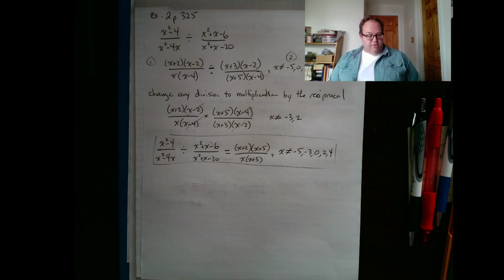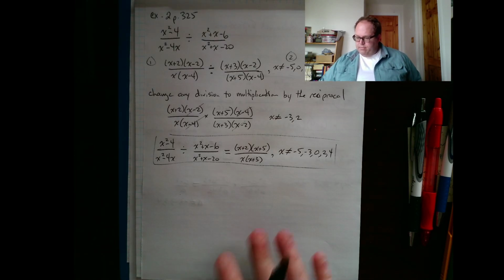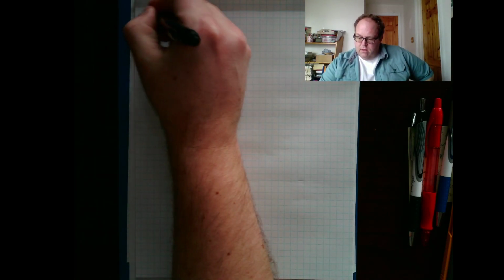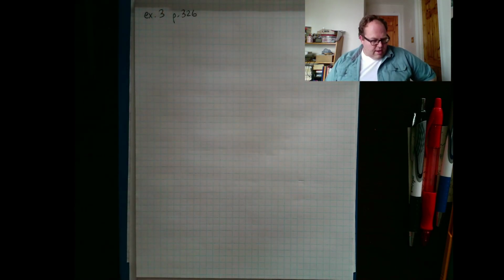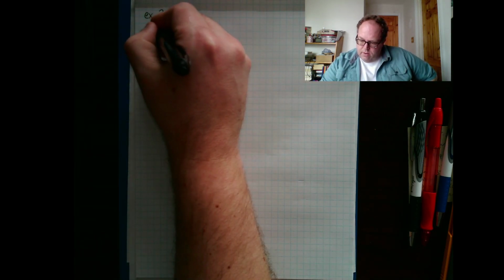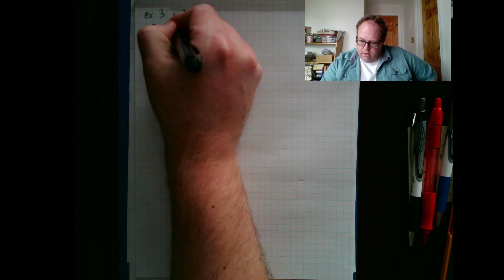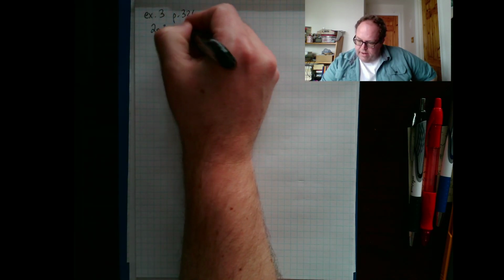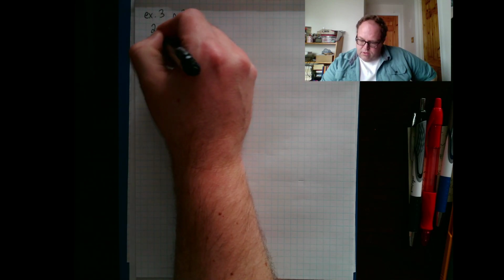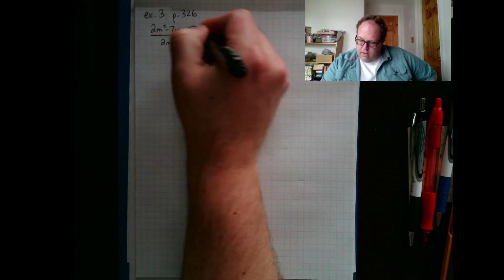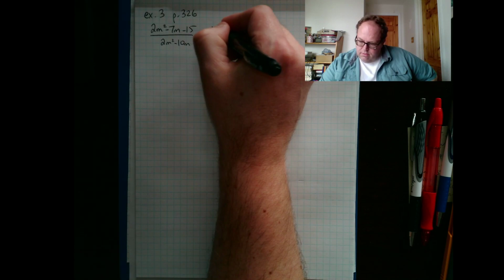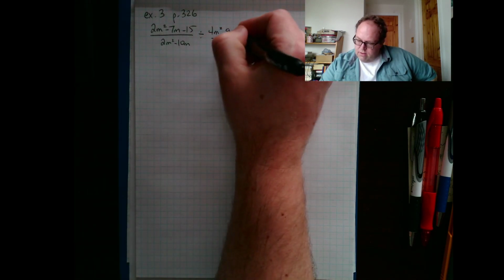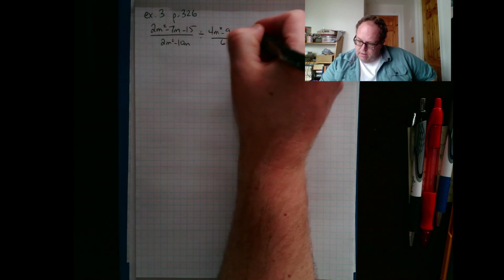And sometimes you can get a few different things buried into one setup. So I'll do an example which has some multiplication and some division involved. This is example 3 from page 326. And we need to simplify 2m squared minus 7m minus 15 divided by 2m squared minus 10m, divided by 4m squared minus 9 over 6 times 3 minus 2m.